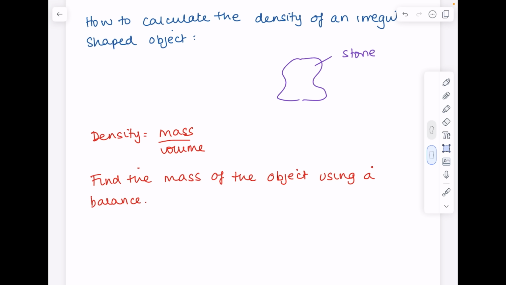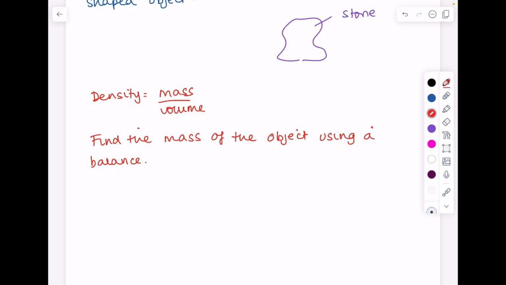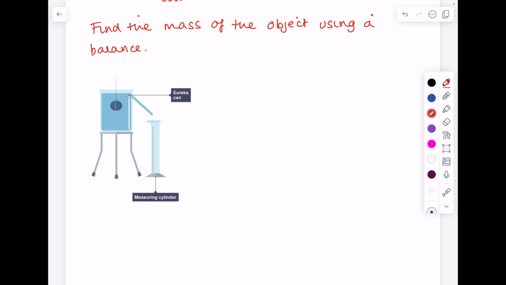This point will remain true, that you can find the mass of the object using a balance. But how can we find its volume? I'm going to use a Eureka can. So this is how a Eureka can works.